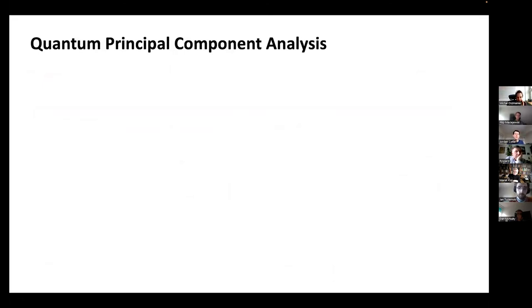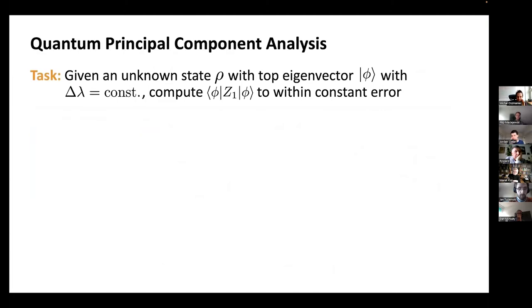Great. Okay. So let me give another example more apropos to questions about learning theory and machine learning: quantum principal component analysis. This requires a little bit of unpacking. Suppose I give you an unknown state rho, a density matrix, where its top eigenvector is phi. In other words, we diagonalize rho and look at its top eigenvalue and its associated eigenvector phi. Now suppose that the gap between its top eigenvalue and its second eigenvalue is constant. It can even be polynomially small in n, that's also fine. And suppose we desire to extract the top eigenvector and compute its expectation value to within constant error of some simple operator, for example, the Pauli Z operator on the first qubit.